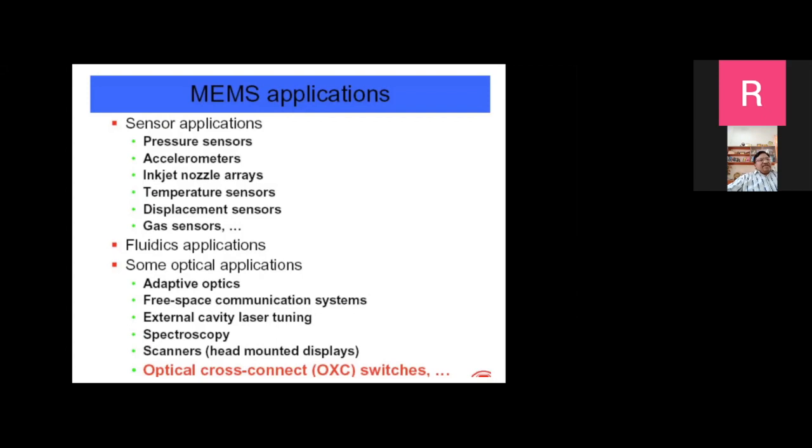Then the inkjet printers people have thought about. Then temperature sensors are needed almost everywhere. Then we have to have proximity sensors, displacement sensors, velocity, acceleration, and vibration sensors. You require sensors for all mechanical parameters.